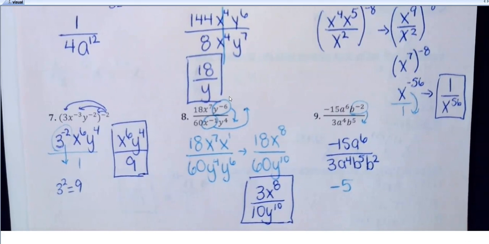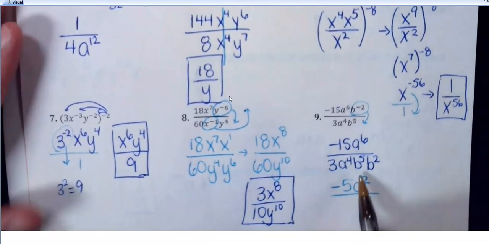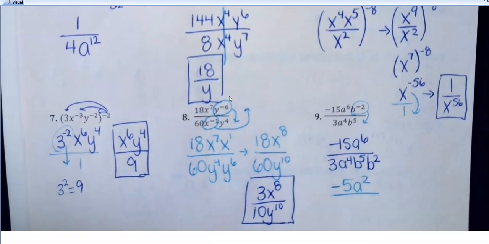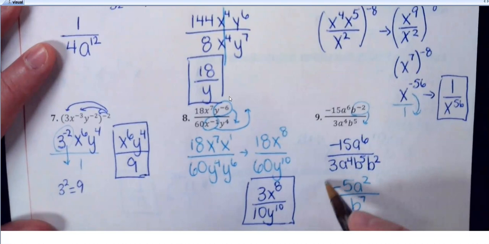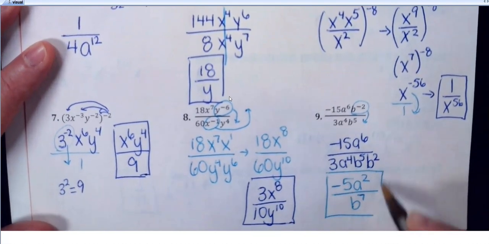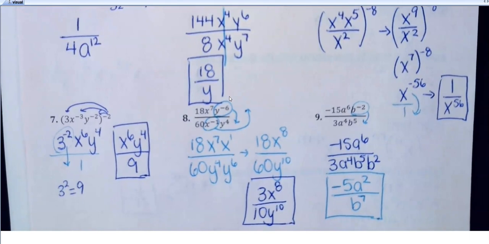Okay, where do I have more a's, the top or the bottom? How many more? All right, so we're going to have a squared on the top. And then on the bottom, I had b to the 5th and b squared together. If we put those together, you just add the exponents. So it'd be negative 5 on the top with an a squared, b to the 7th on the bottom. You do not move negative numbers, you just move negative exponents. So go ahead and leave that negative 5 on the top.